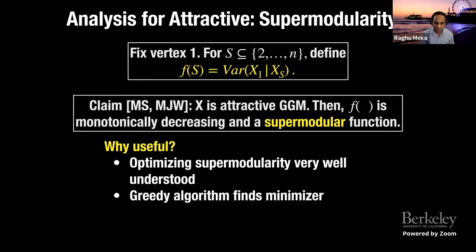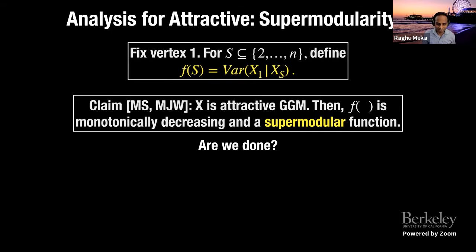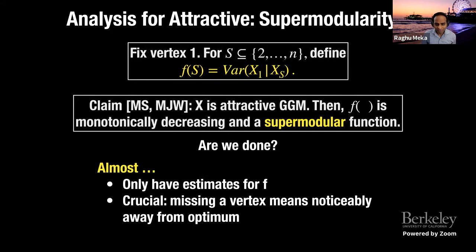And why is supermodularity useful? Well, optimizing supermodular functions is very well understood. And like, the greedy algorithm we know finds the minimizer of the function, which makes sense. Now it sort of makes sense that greedy prune would work for attractive models. So are we done in analyzing attractive models? Almost. There are a couple of caveats which are somewhat technical to address, but you have to work through them.